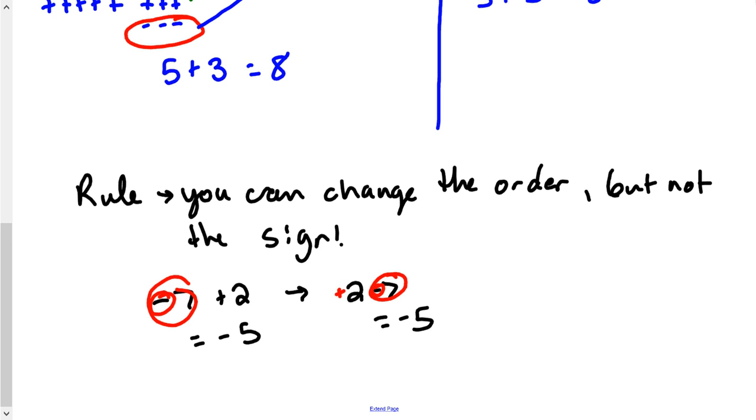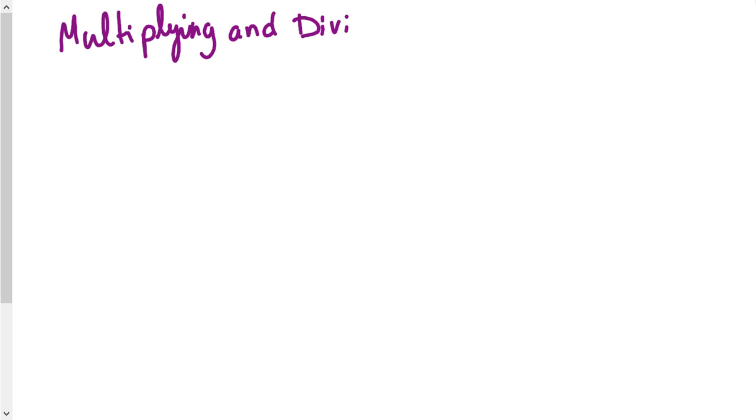So our next example is about multiplying and dividing. Oh no, my eraser's in the worst part of the pen. There we go.